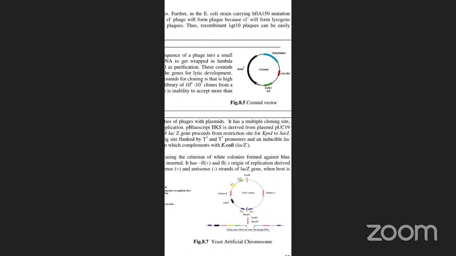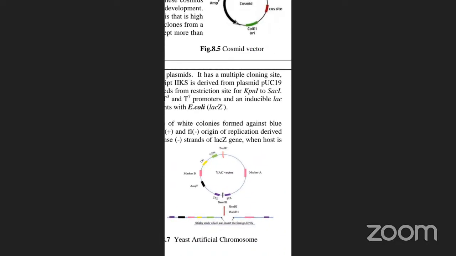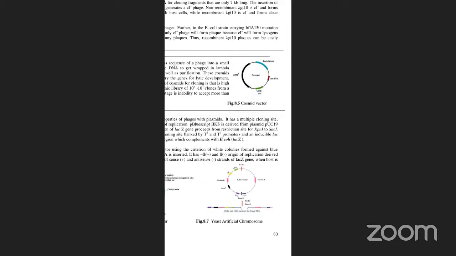Then here you have the YAC vector, where an artificial chromosome is also developed. So here you have E. coli R1, then origin of replication. E. coli R1 is the restriction enzyme. Then marker A, marker B, origin of replication, like that. Okay, ampicillin resistance. All these will be mixed up to construct a new one. So these are the yeast chromosomes: CEN, TEL, all these things.